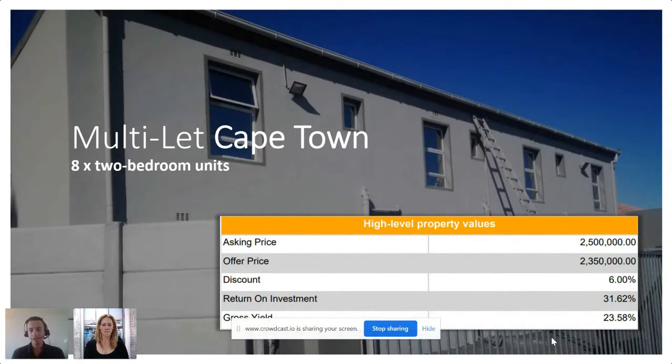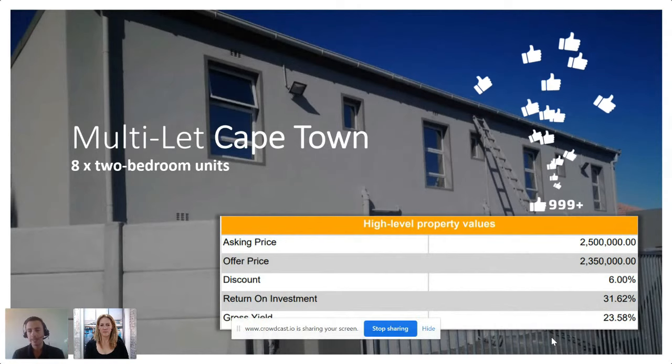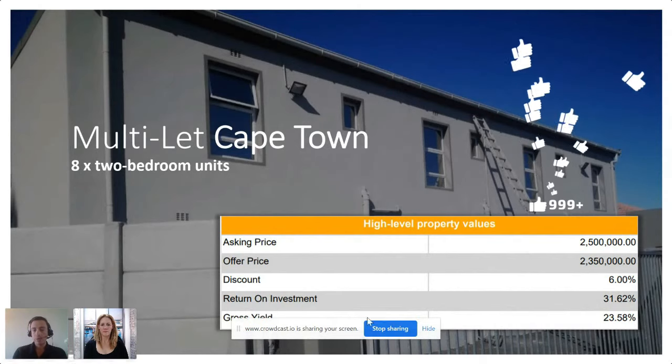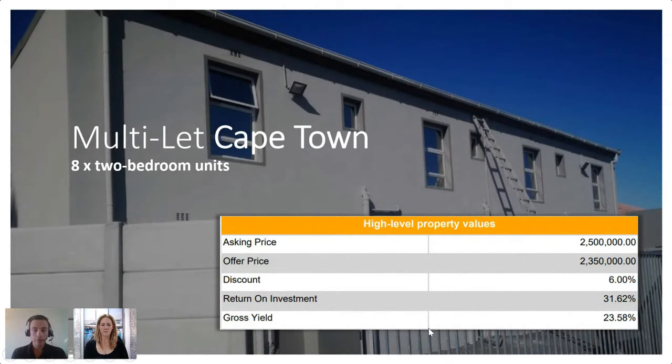At a high level, the deal looked quite interesting, right? At an asking price of 2.5 million for 8 units, that's not too bad, and there's a slight discount of 6%. The agent was predicting a return on investment of 31%. Now, on paper, this looked really good, exciting and interesting. The question I had is, what about the area? What's the risk of investing in this kind of area?